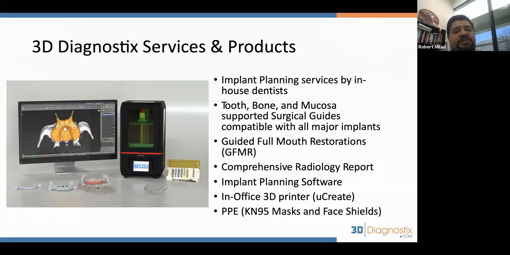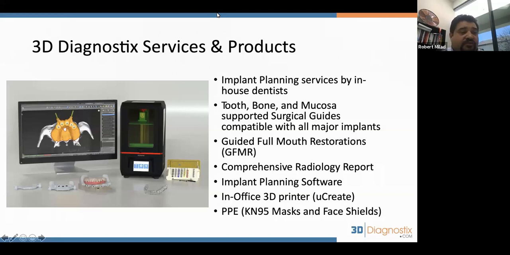Some of the services and products that we offer: if you want a guided surgery, there's typically two ways of doing that. Either you're going to use this as a service where you'll work with one of our in-house dentists and we'll work with you in planning the case, designing the surgical guide, and then we'll do an online fine-tuning session where we'll tweak the case together, and then we'll get you that surgical guide within 3 to 5 business days to get back to your office so you can do that surgery.